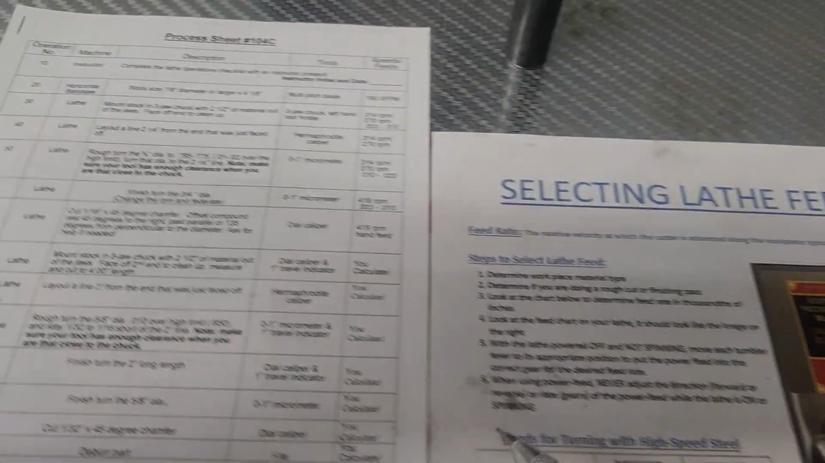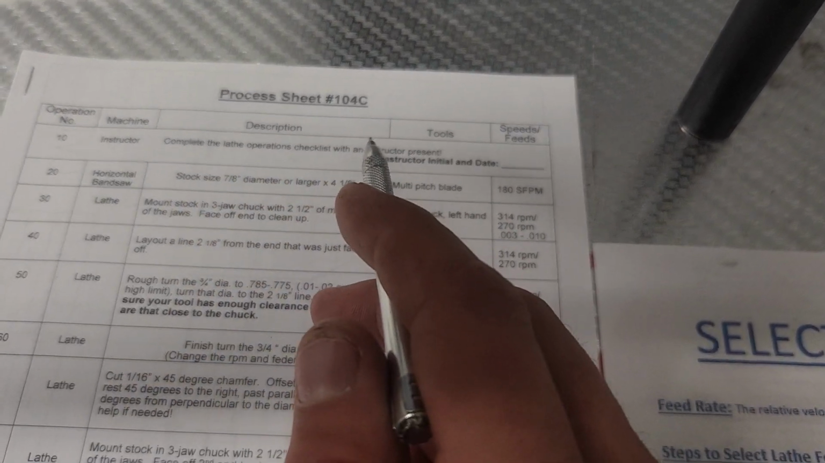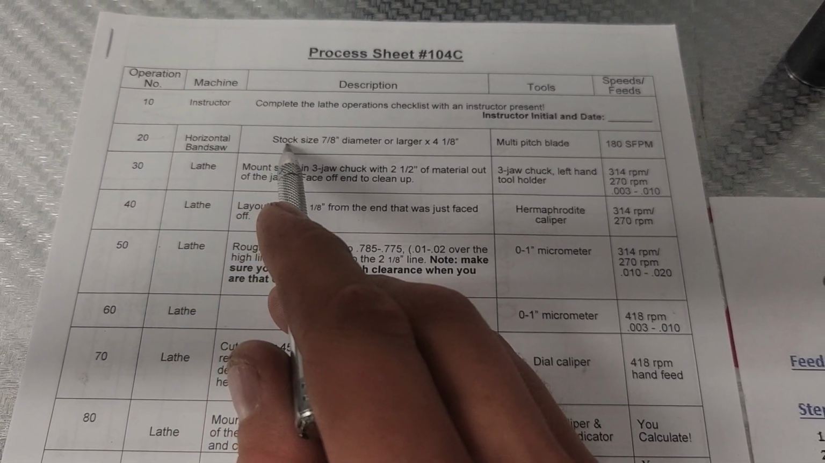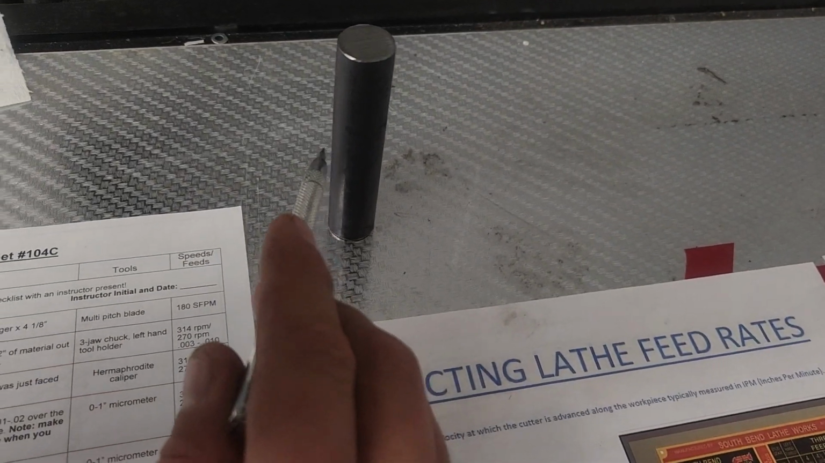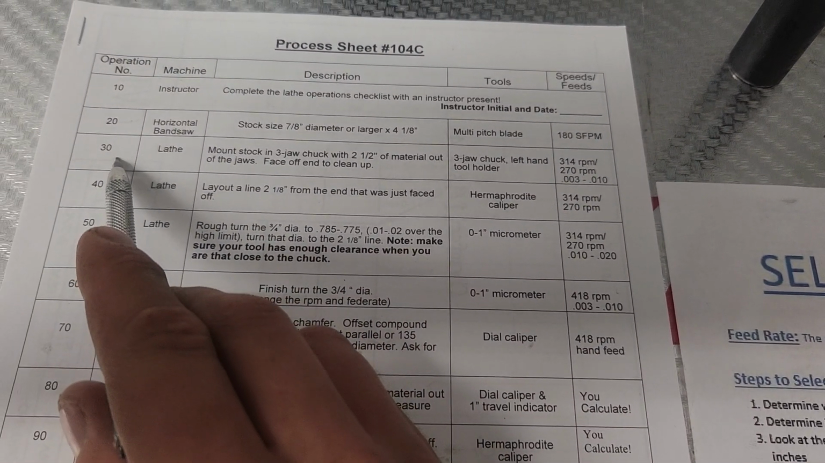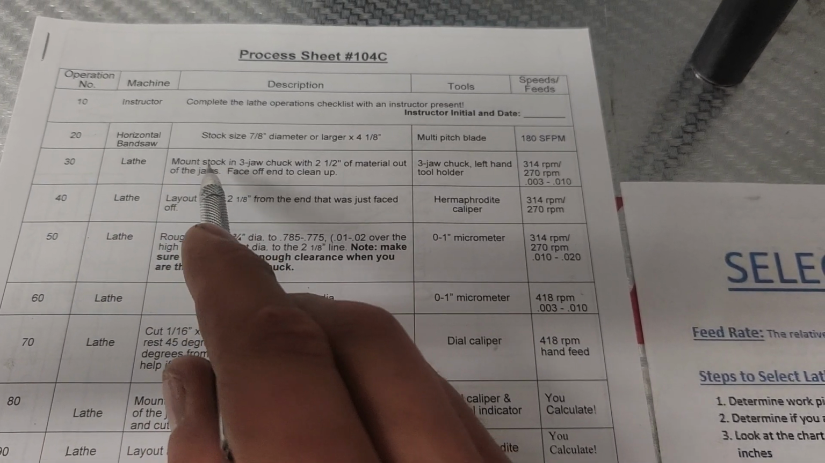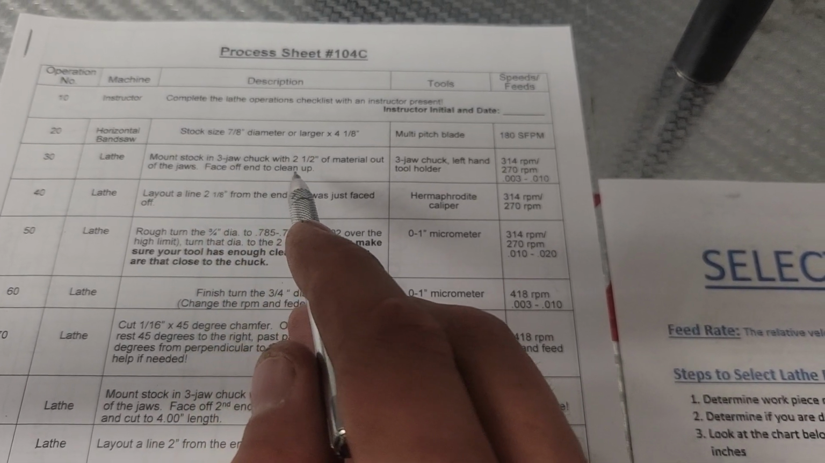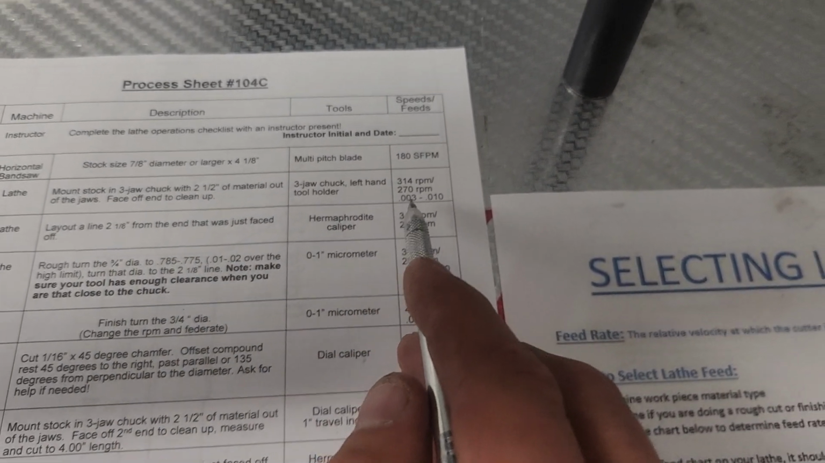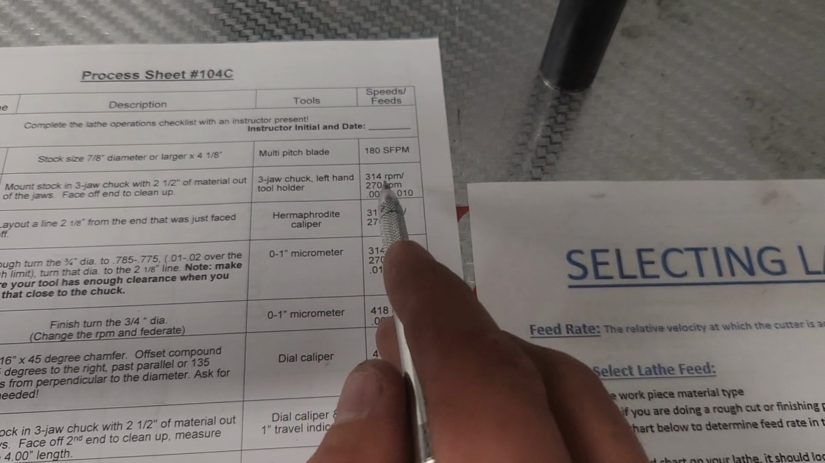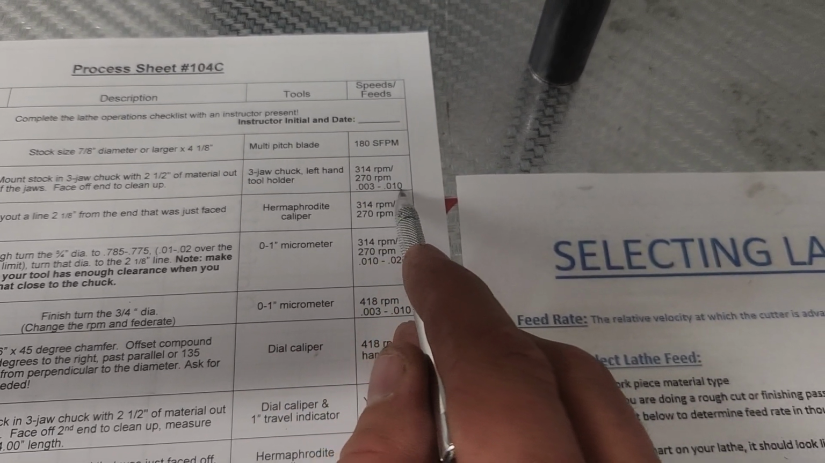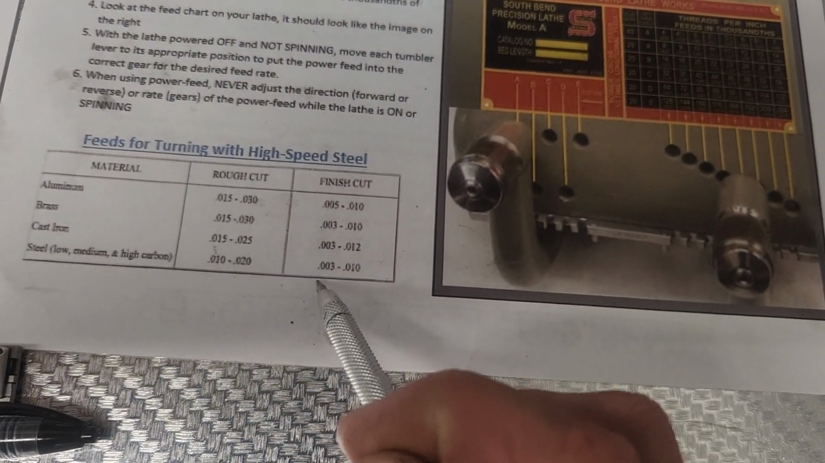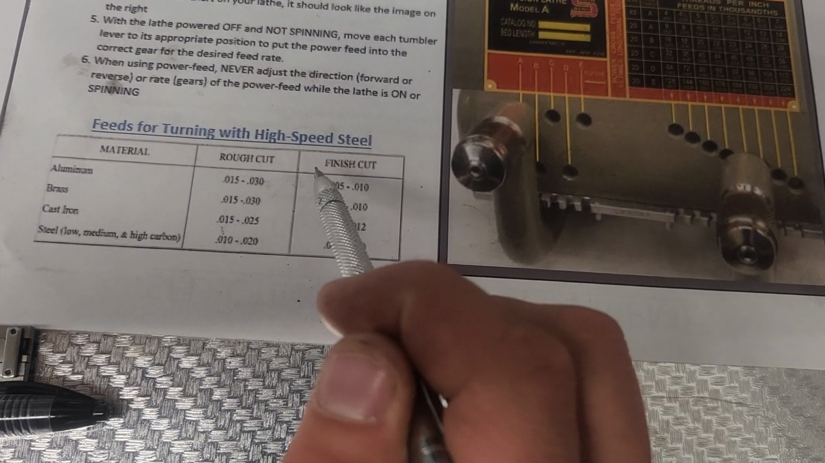Okay, so moving to our process sheet on our first project, the two-step, we already did this step off camera. We cut our material out using the horizontal bandsaw. We are now on operation 30. Mount the stock in a 3-jaw chuck with 2.5 inches of material out of the jaws. Face off end, clean up. Over here in the speeds/feeds column, it gives us a feed rate of 3 thousandths all the way up to 10 thousandths. If I look at my chart, 3 thousandths to 10 thousandths, we are finish cutting.